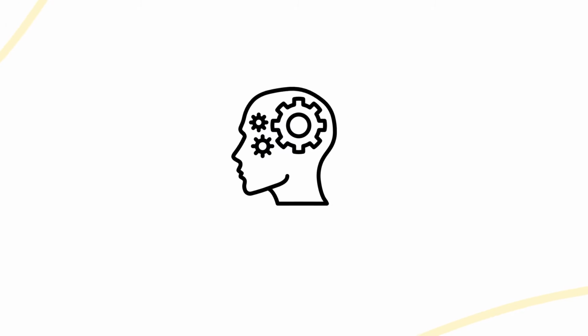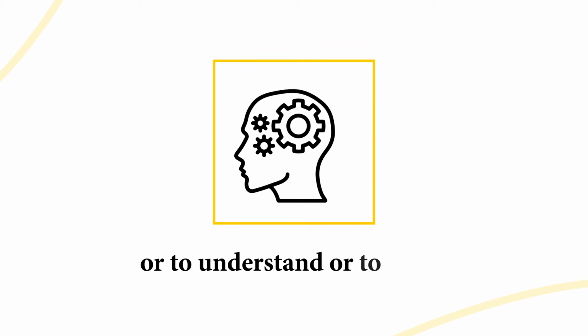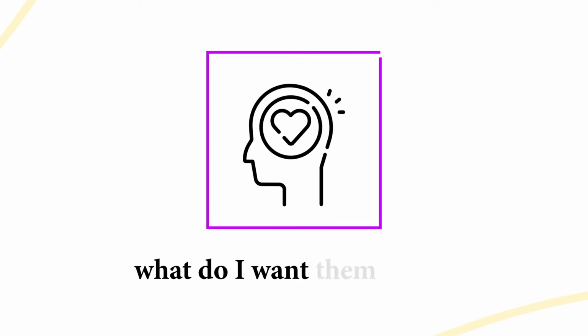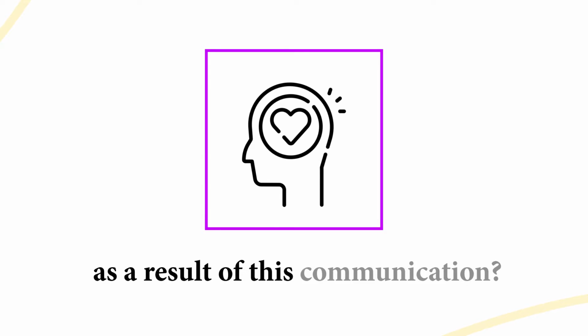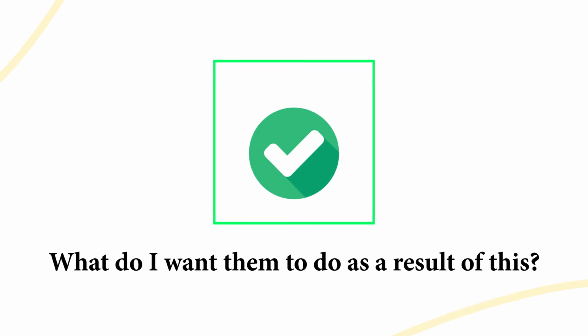The first part, the think: what do I want my audience to think or to understand or to know as a result of this communication? The feel part is, what do I want them to feel as a result of this communication? And then the do is where you want them to take action. What do I want them to do as a result of this? Now my default is always to the do, the take action, because this is more powerful.